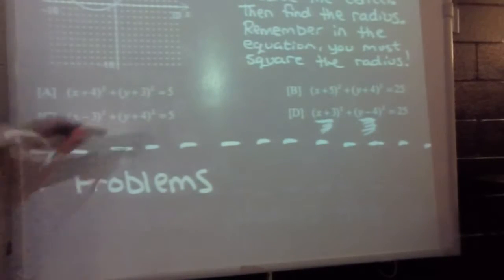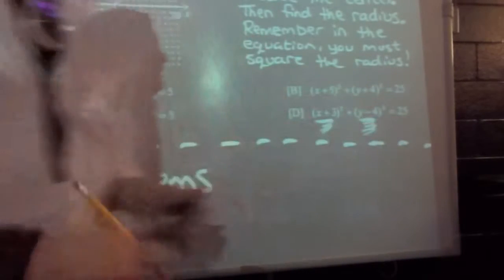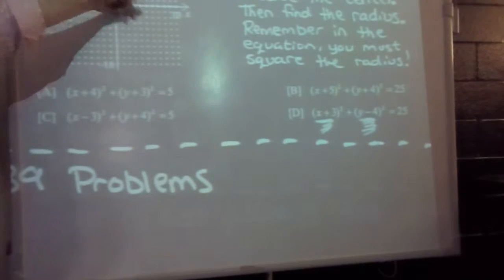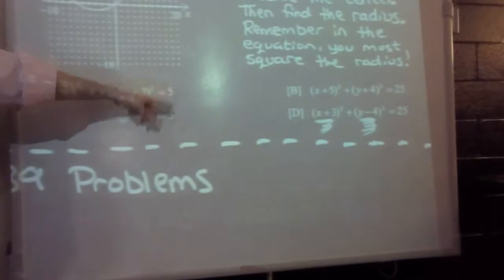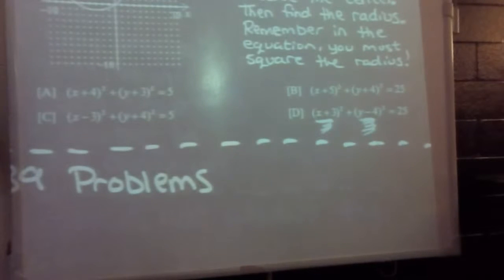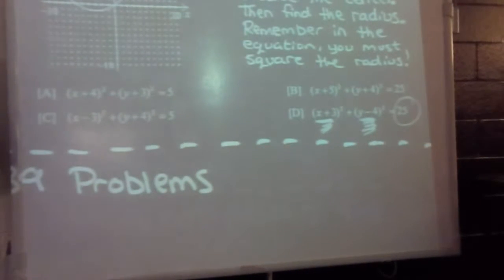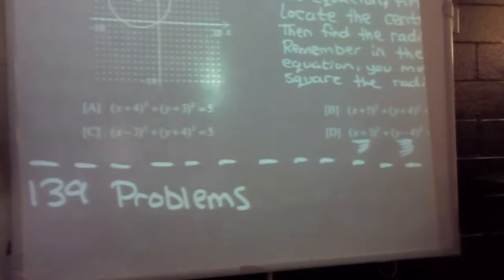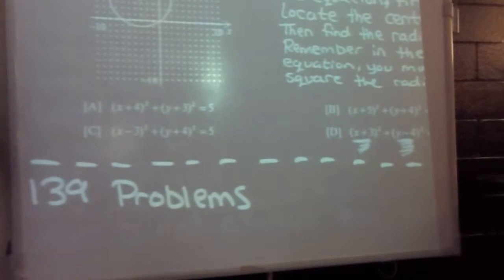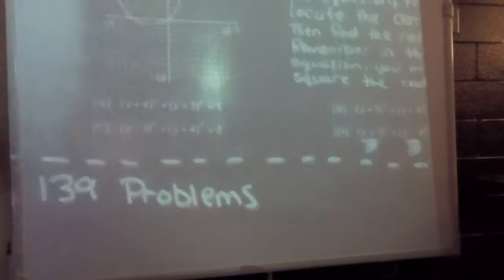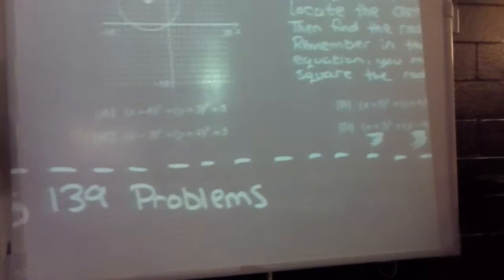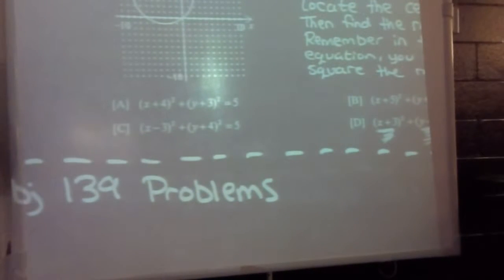And then they have a 25 right here. Notice that if our radius is 5, you won't see 5 in the equation. You're supposed to see 25, squared in the equation. All right, everything you've seen so far, those are examples of what 138 looks like. 139 does not have any pictures, so I'm going to give you 3 examples of what 139 looks like.